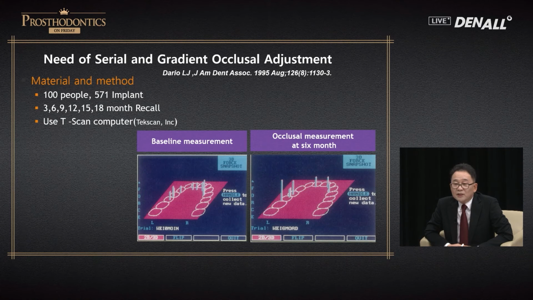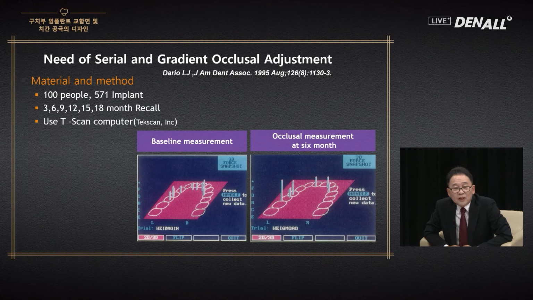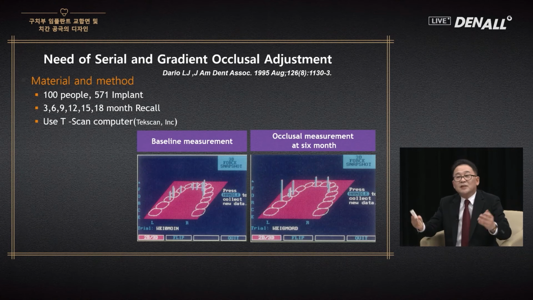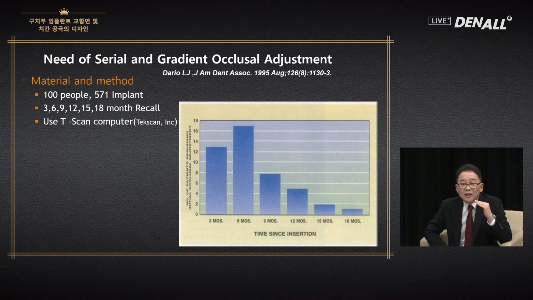Occlusal adjustment is required or necessary. That is the point. 1, 3, 6-month follow-up. What do you check? Are you okay? You ask the question to a patient, and if there's no problem, we send the patient home after doing some cleaning. This is a study using T-scan, 3, 6, 9, 12, 15, and 18 months. You can see the decrease of the prosthesis adjustment.